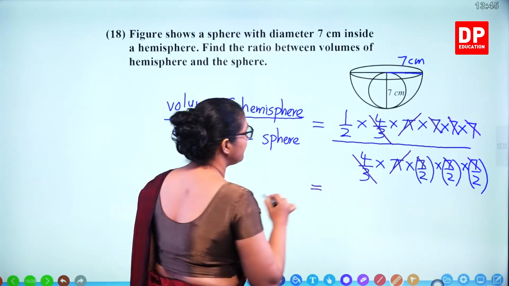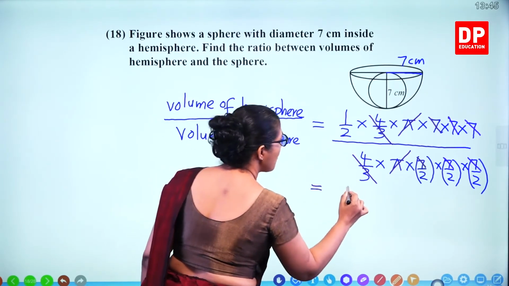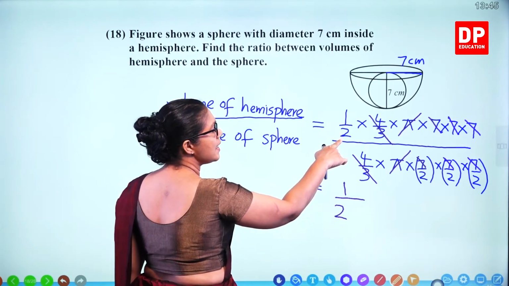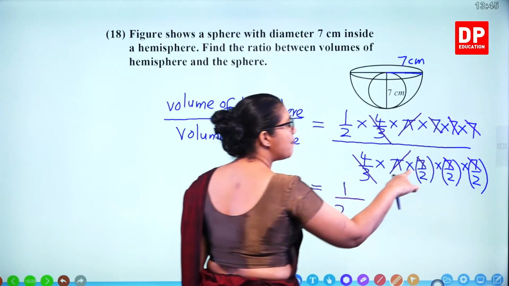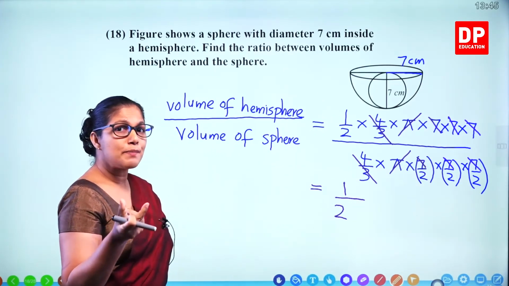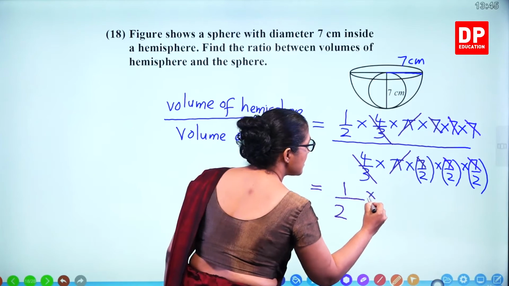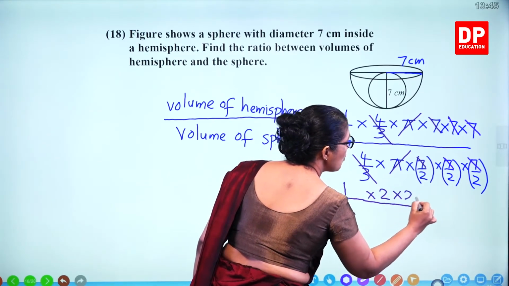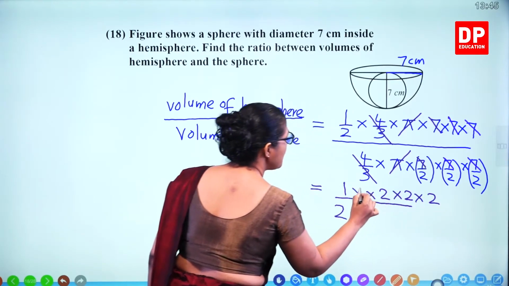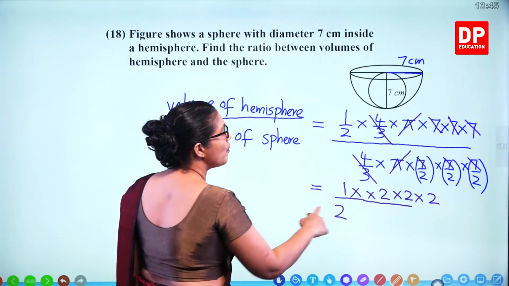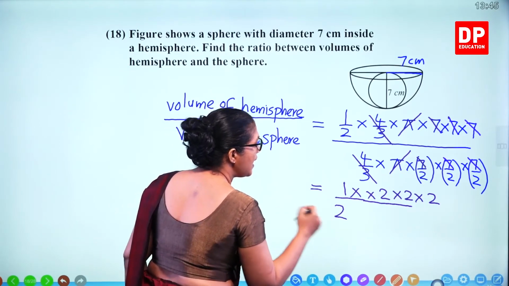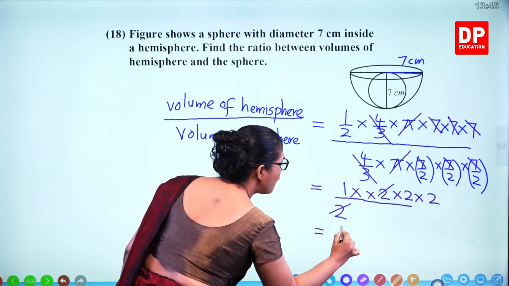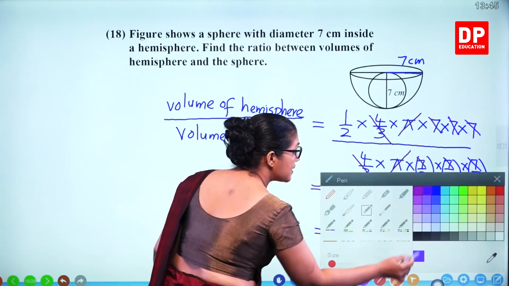So what you get? This half is there, that means 2 is in the denominator. And here, divide by half becomes multiplied by 2. So that means these three numbers go up, 2 times 2 times 2. And only 2 is in the denominator. 2 and 2 get cancelled out. So you get 4.